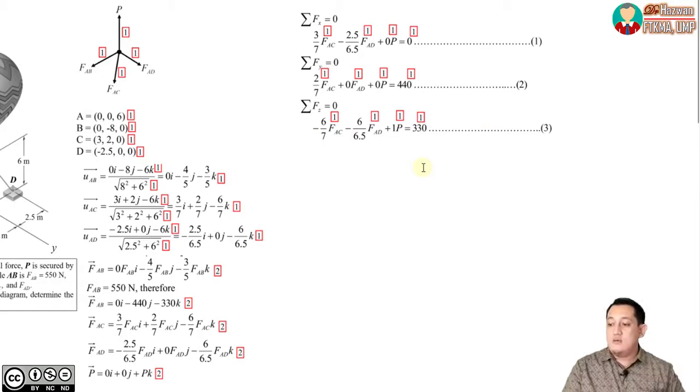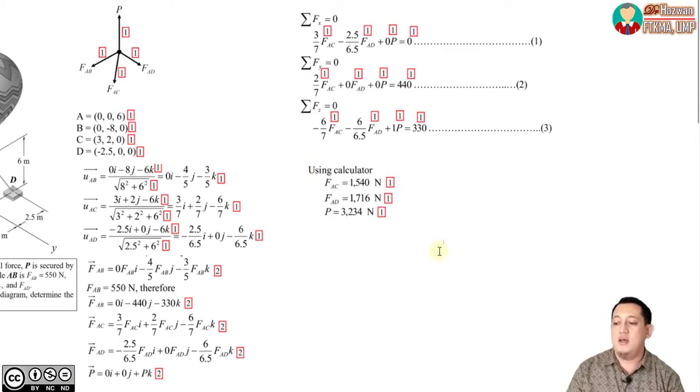Okay, so now we have 3 equations and also 3 unknowns. So we can solve this question using calculator. Okay. So, if you use your calculator to solve these 3 equations here, the answer will be FAC is 1540 Newton, FAD 1760 Newton, and P is 3234 Newton. Okay? So, you got everything correct?